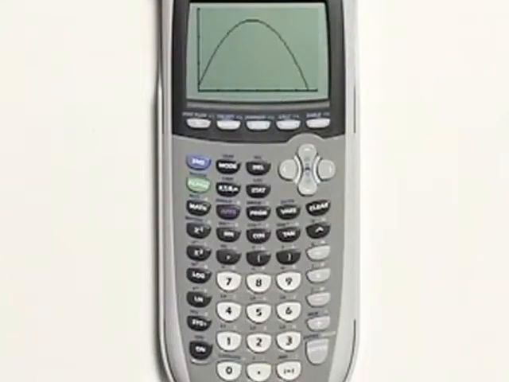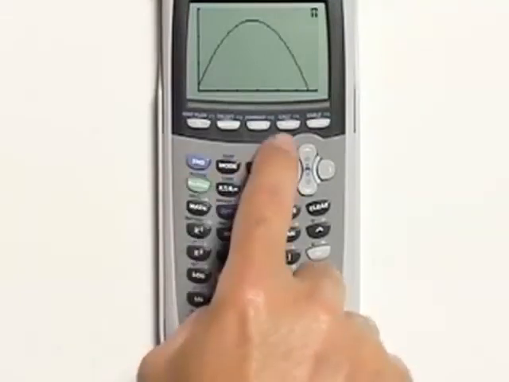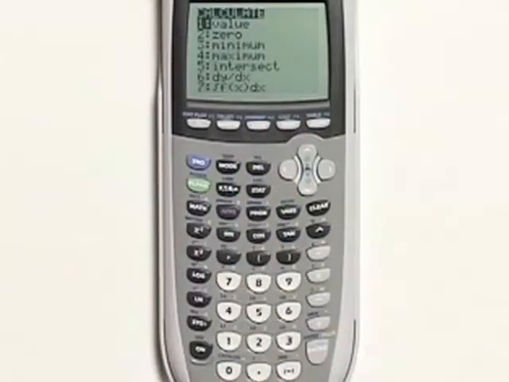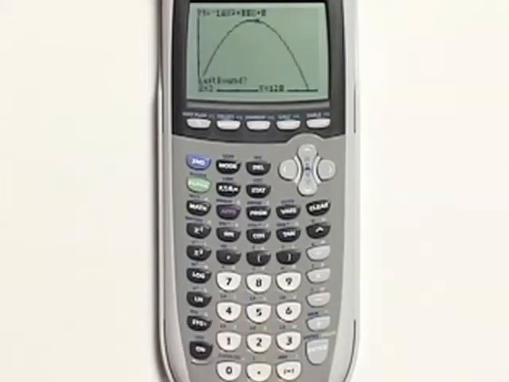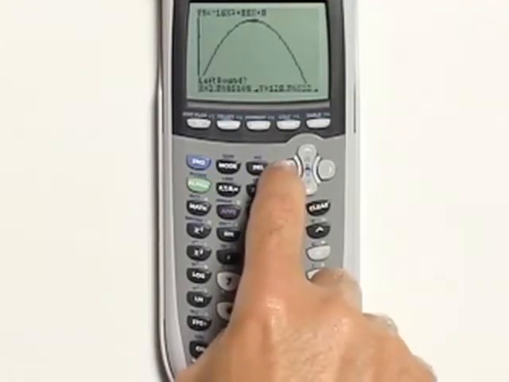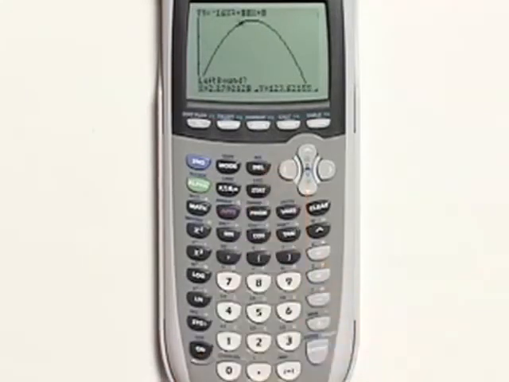For part C, what we're interested in is finding the maximum value. Well, we already have the graph of the equation, and so what we do is press second and then calc, which is the same as trace, and you'll see that choice number 4 is maximum. So I press 4, and it's asking what we want to use as the left bound. Now, the left bound needs to be to the left of the maximum. At the moment, it's not, so let me press the left arrow key a few times to get the left bound clearly to the left of that maximum height. Now I can press the Enter key.